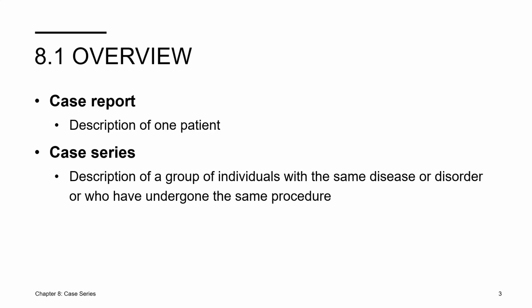Section 8.1, overview. A case series really must stem from a case report, and these are just two different types of ways of describing cases. A case report is a description of one patient, whereas a case series is a description of a group of individuals with the same disease or disorder or who have undergone the same procedure.